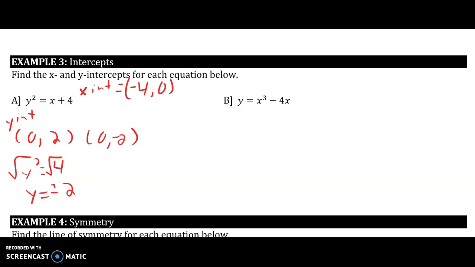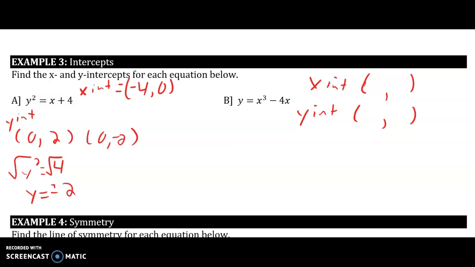It's a sideways parabola if you want to think of it that way. That's why there's two y-intercepts. Okay. So x-intercept, y-intercept. If you want to pause, you can try it on your own. Go ahead and do that. Okay. Hopefully you paused and found some answers. Let's check and see how you did.